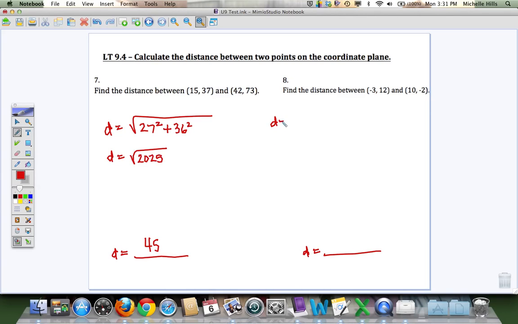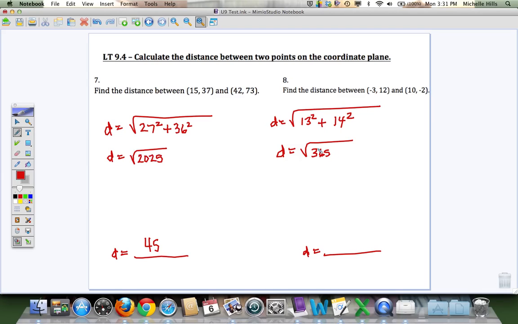In this case, the distance is the square root of, well, the distance between -3 and 10 is 13. The distance between 12 and -2 is 14. So it ends up being the square root of 13 squared plus 14 squared, which is 365.